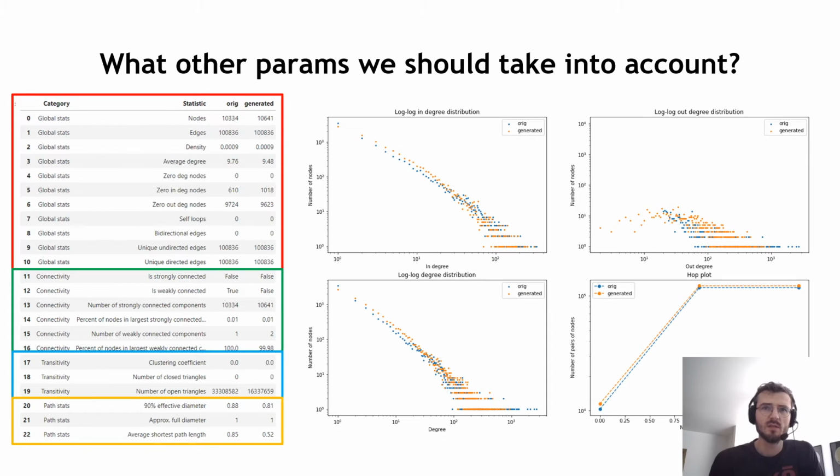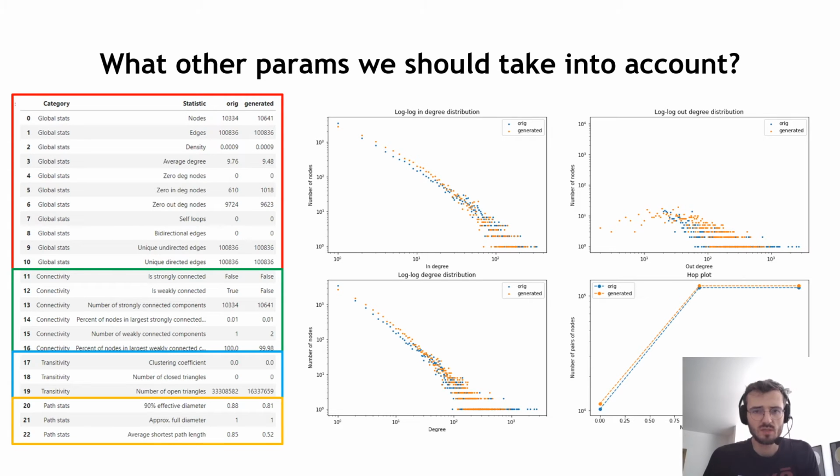Okay, so we fitted the degree distribution quite well. What about the other characteristics of the graphs, especially the global stats, connectivity, transitivity, and path stats? If you take a closer look at the left-hand side of the slide in the table, you will find that almost all characteristics of the graphs are perfectly mirrored. This is a nice side effect of fitting the degree distribution.